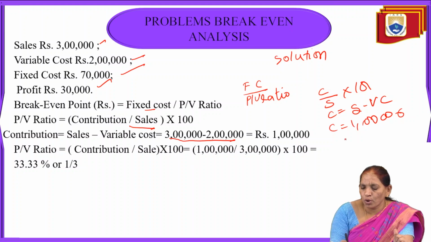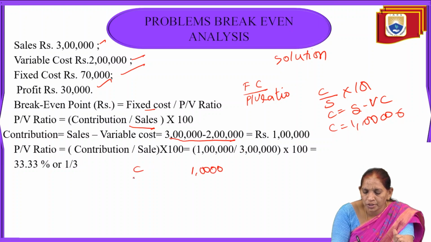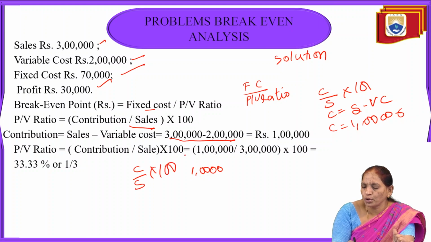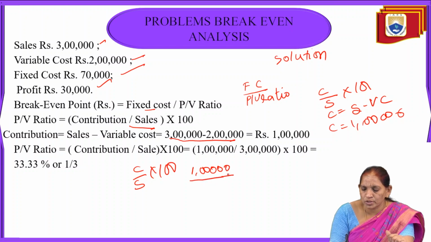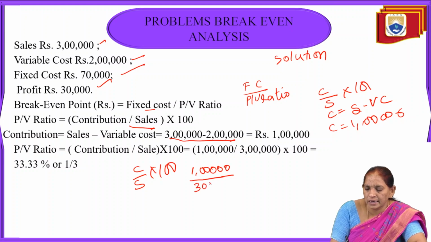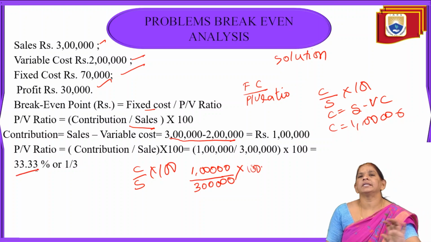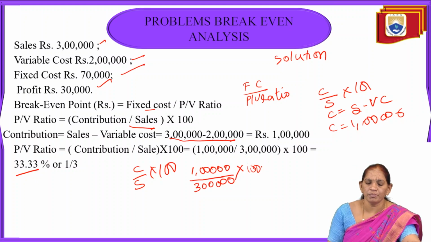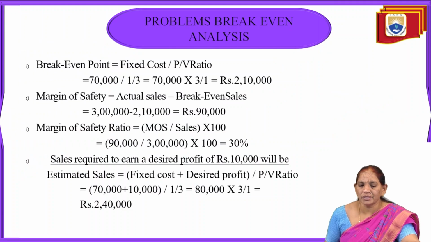So what do we get? Contribution by sales into 100. Contribution is 3 lakhs minus 2 lakhs, that is 1 lakh, which is divided by sales, 3 lakhs, into 100. Then you get 33.33%, or 1/3. That means the PV ratio is 33.33%.